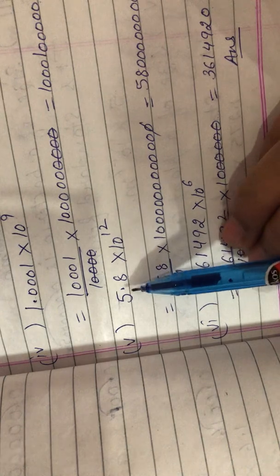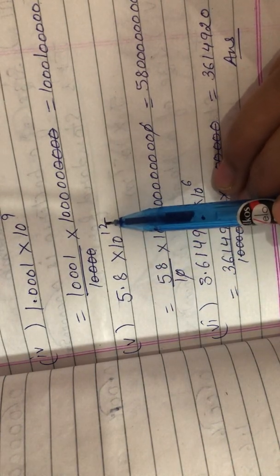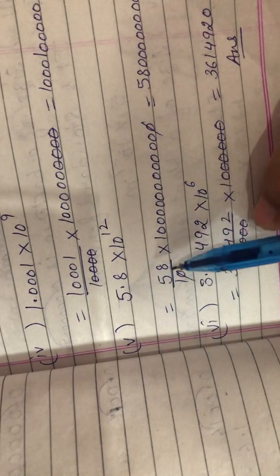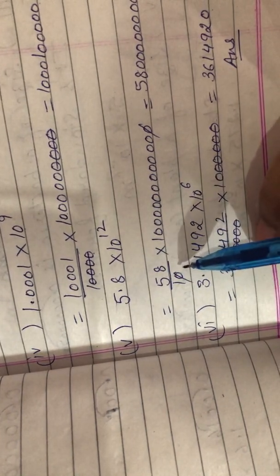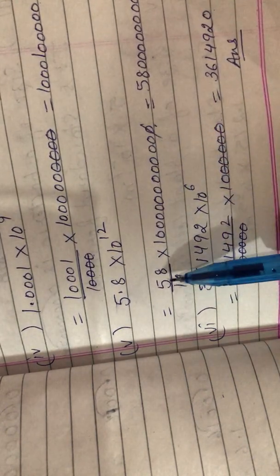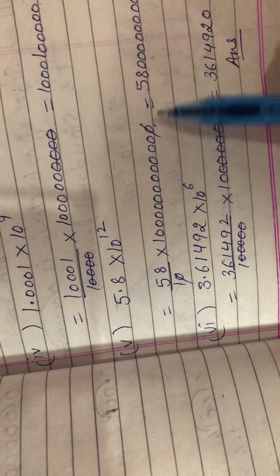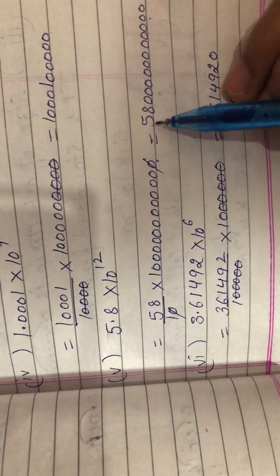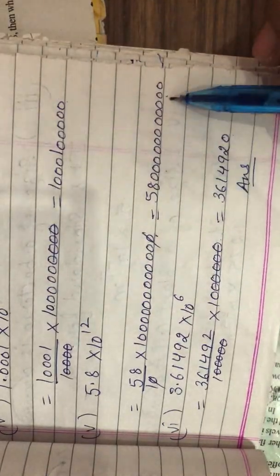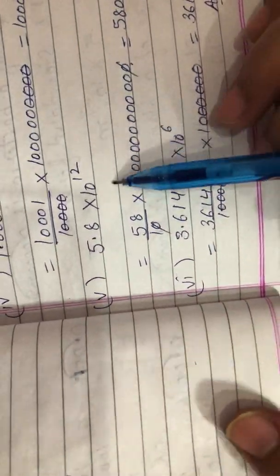Now coming to fifth part, 5.8 into 10 raised to power 12. Again it is a positive exponent, so we only change this 5.8 into 58 by 10, removing the decimal. 0 cancels with 1 zero, so we are left with 11 zeros. So 58 multiplied with this number gives 58 with 11 zeros. So this is the usual form of this number.